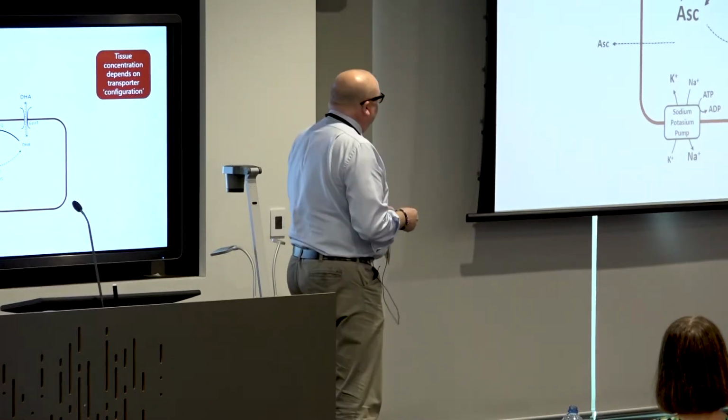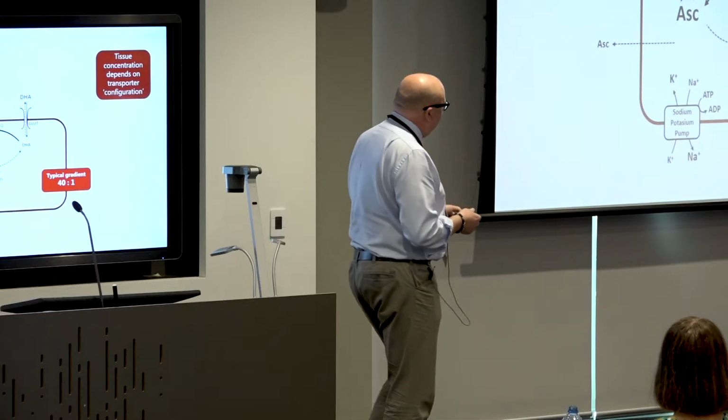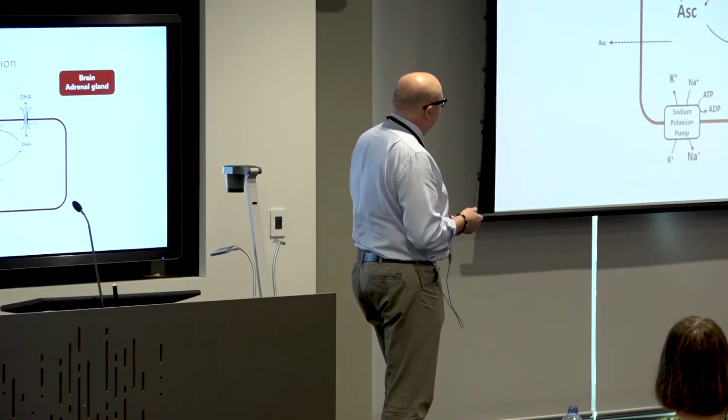So for intracellular buildup, we have the SVCT here, and from plasma or extracellular fluid, you will suck up vitamin C and increase the concentration. If there is dehydroascorbic acid, it will enter through this GLUT transporter and only in the direction of the concentration gradient. DHA is very efficiently recycled inside the cells to ascorbic acid, and again, the diffusion seems to be very low. We can typically have a gradient of about 40 to 1, so it's a considerable build-up against the concentration gradient, typical for active transport.